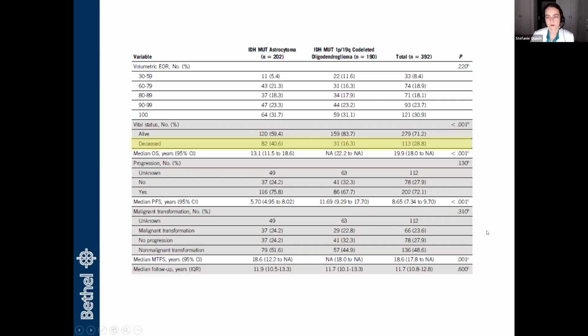Among those cohorts, of course, low-grade glioma have a slow progression. So it's interesting to note, or it speaks to mature data, that 40% of the astrocytoma patients and 16% of the oligodendroglioma patients did succumb to their tumor within the time of follow-up, and almost 60 to 70% had a progression or a malignant transformation in more than 20%.